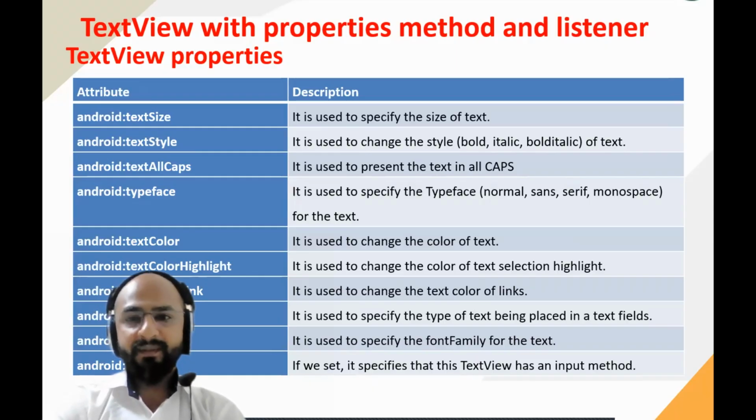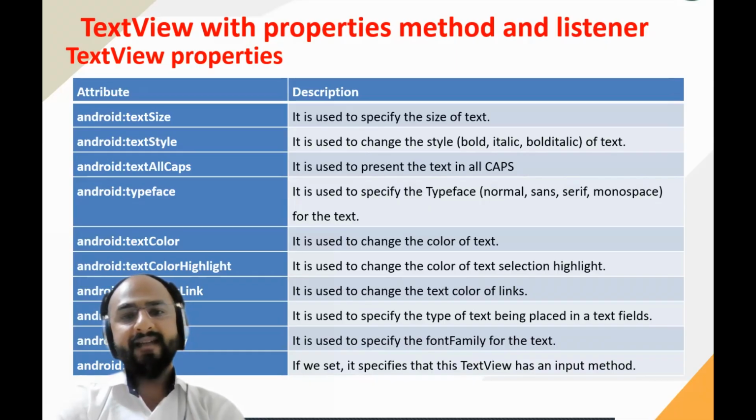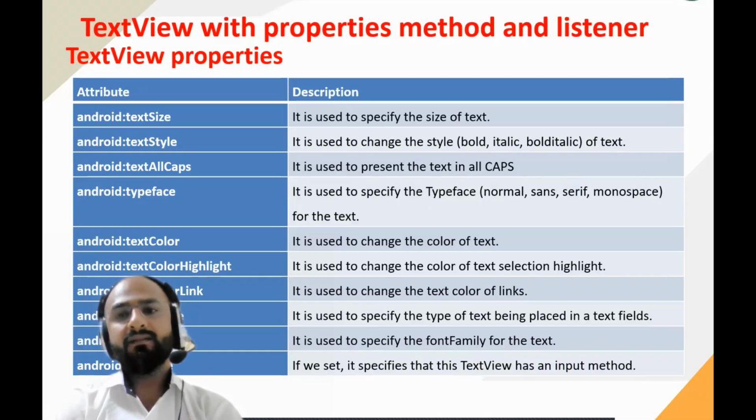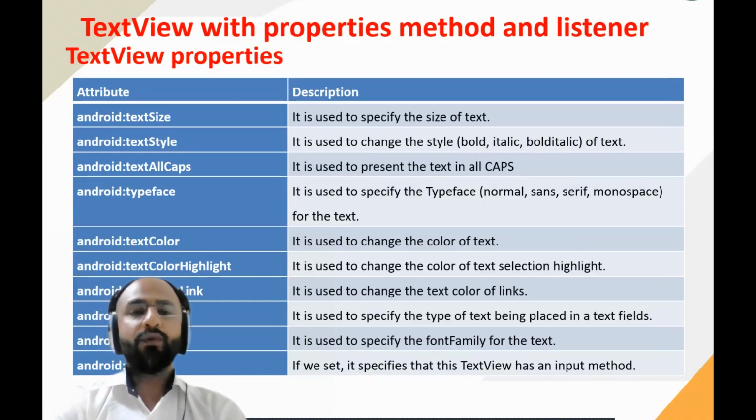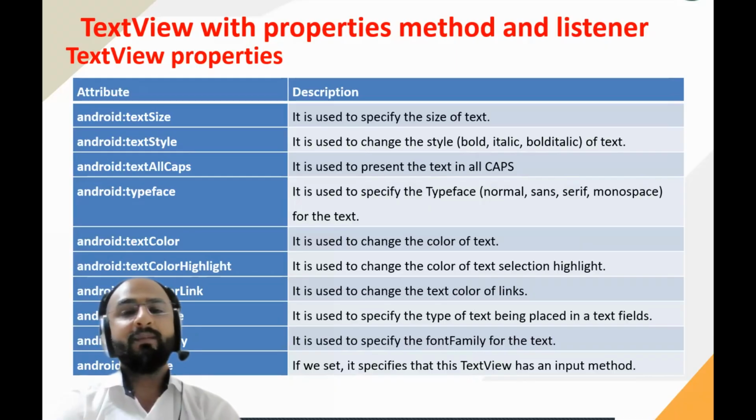DP means density pixel and SP means scale pixel. Text style, it is used to change the style like bold, italic, underline, like that. If you want to provide a style to your text, then the text style property will be used. Text all caps, it is used to represent the text in all caps.